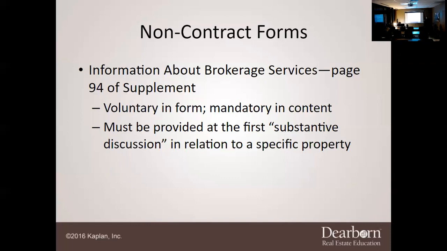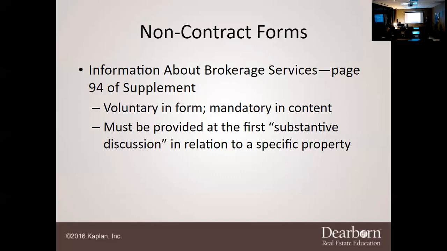But if say for example, Mr. Colton calls me, Mr. Colton, and says, "Hey, Mr. Nobles, I'm looking to look at some properties with 4-bed, 3-bath. Can you send me some?" Do I need to send him an IABS? No. When I say IABS, that's what we refer to this form as. Information about brokerage services is referred to as IABS. I do not need to send him the IABS form, okay?